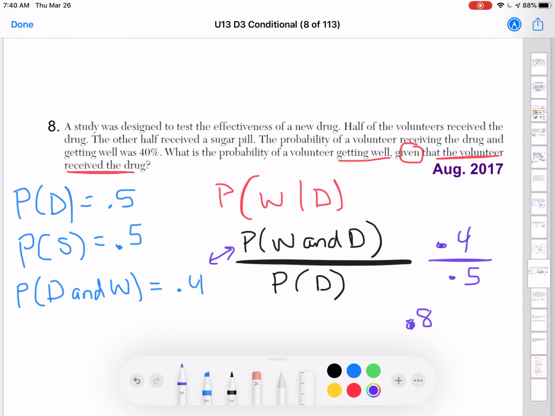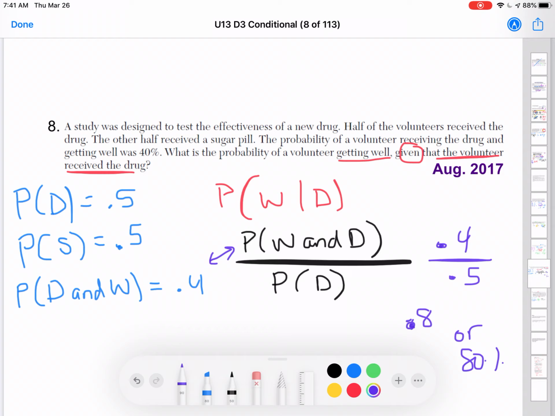What did they ask for here? Oh, okay, I guess they didn't specify. They didn't ask for a percentage. What is the probability of a volunteer getting well? Okay, so you can leave it as 0.8, or you can tell me 80%. It doesn't matter because they didn't specify how to put your answer. All right, good stuff. I really like these.